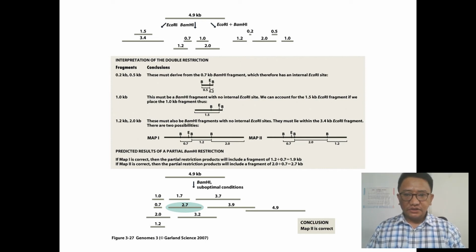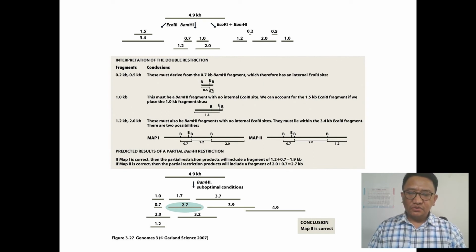Looking at the other two products, of EcoR1 and BamH1, this 0.2 and 0.5 kb fragment must derive from the 0.7 kb BamH1 fragment with an internal restriction site of EcoR1. In other words, the BamH1 fragment, which was 0.7 kb, also has an internal EcoR1 site, and EcoR1 has acted upon it, and it has become 0.2 and 0.5 separately. This is the possible interpretation of 0.2 and 0.5 kb.